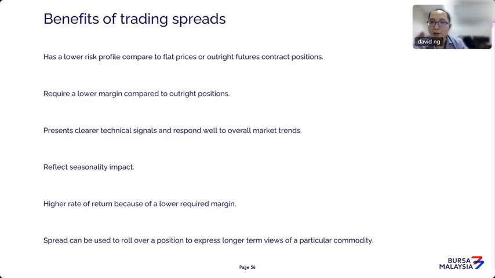Now, the benefit of trading spreads as compared to outright is definitely on the risk. Outright, you're exposed 100%. If you are doing a spread, because you are holding two opposite positions, you are facing lesser risk. Margin requirements are also very different. Margin requirements are higher for outright positions, while for spreads, margins are usually lower. So you are able to manage your risk even better because of the lower margin requirements.